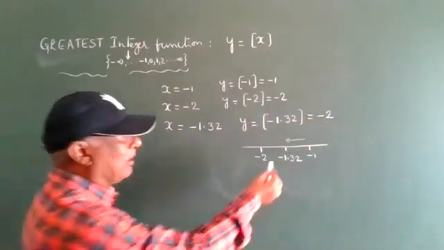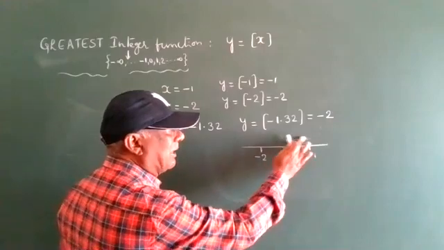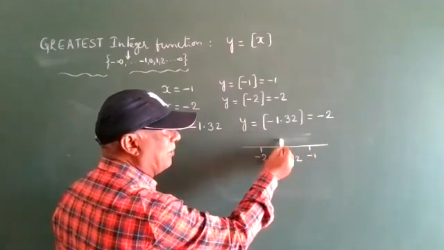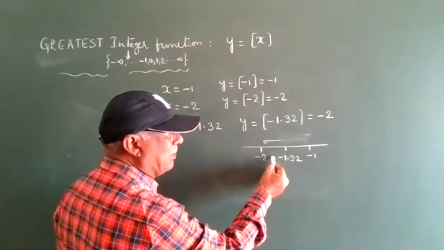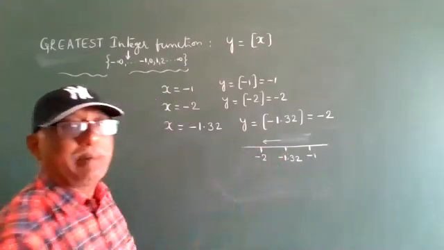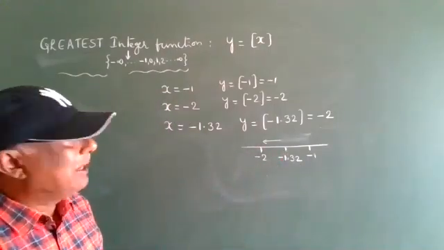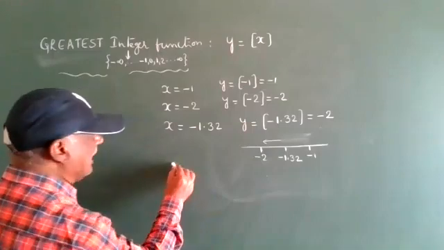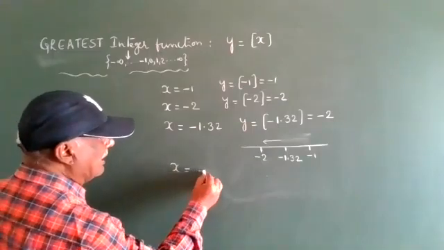Its value for minus 1.32 is the next integer. What is the next integer of minus 1.32? The next integer is minus 2. Okay?